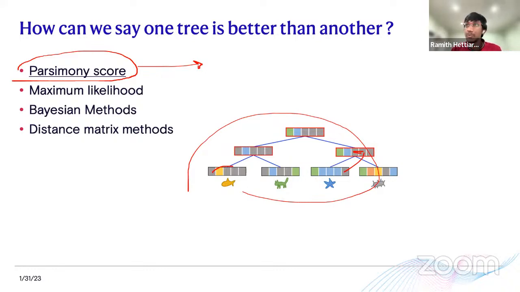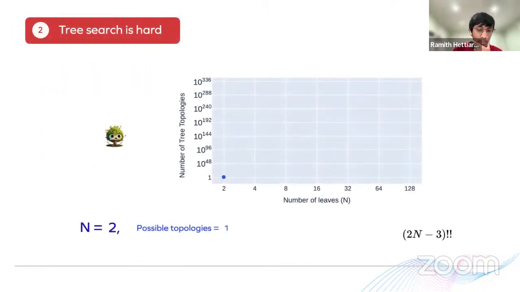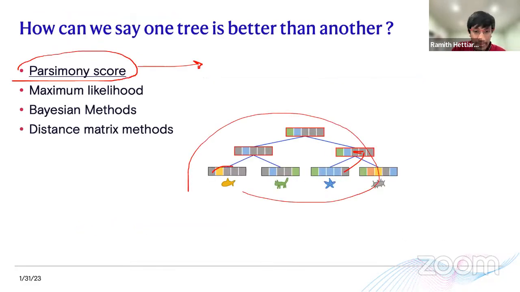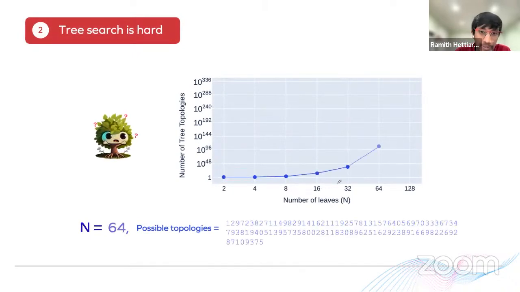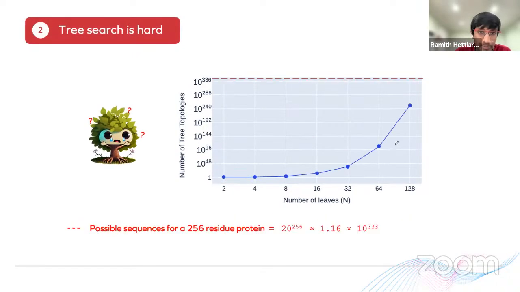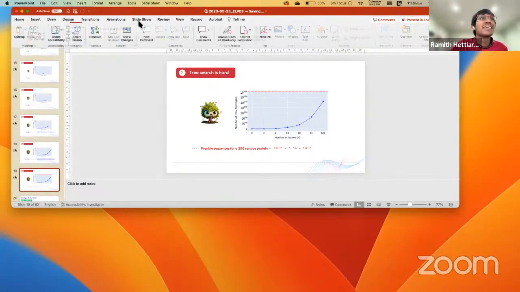So now that we know why trees are important and how we can quantify whether a tree is good or not, let's see how many trees are possible. If we look at this diagram, you can see that when the number of leaves changes, so let's say we have 100, oops, sorry, I had this time on the slides. Let me quickly share it again.